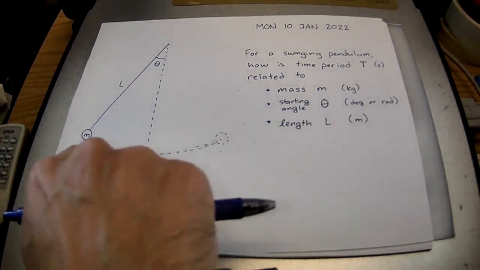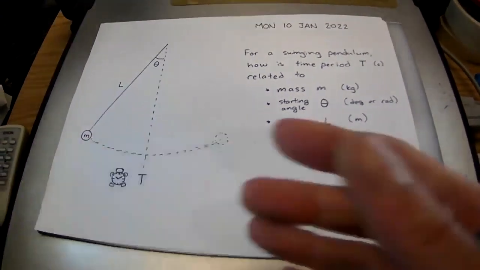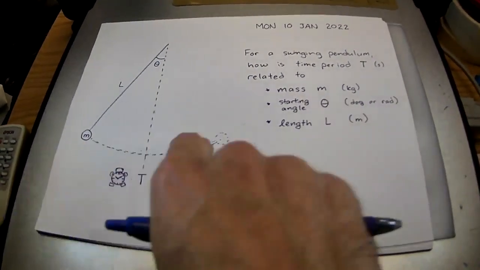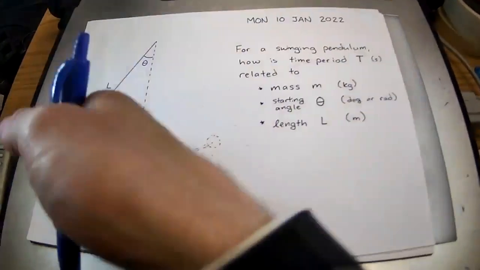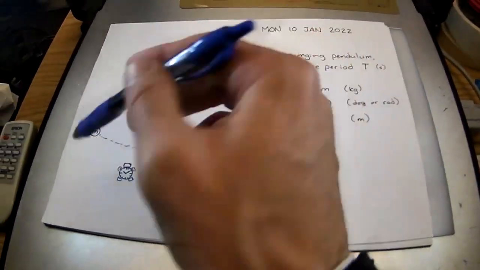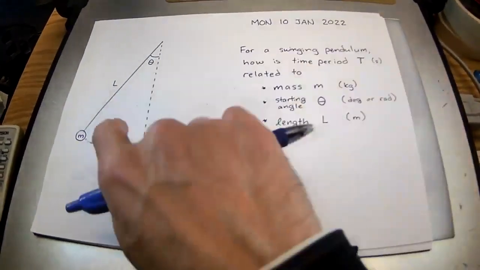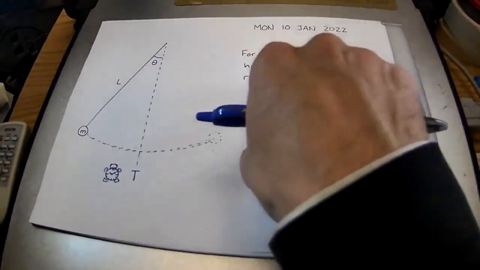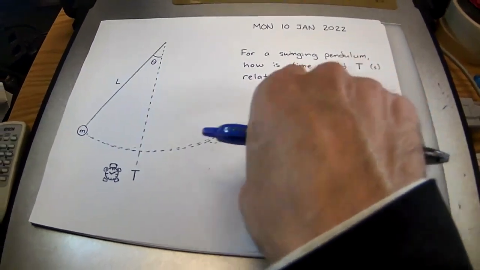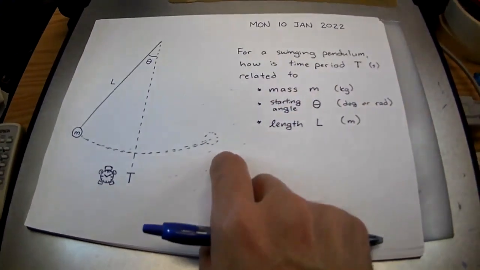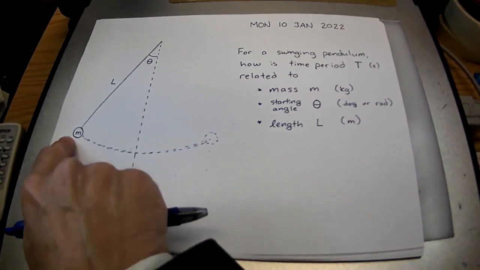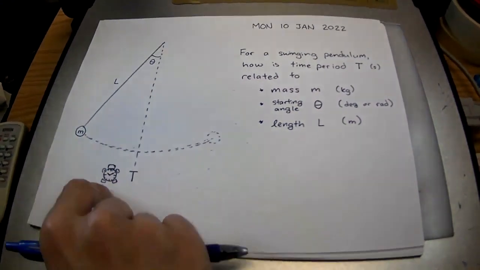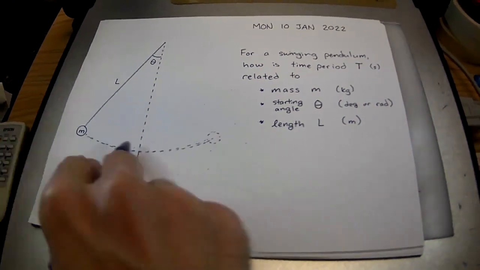He was trying to figure out, well, what governs the motion of the pendulum? Say this time period, for example, how is that related to some of these other variables that I've listed up here? Maybe for example, the mass. Let's go through these one at a time and do some quick hypothesizing. So for example, if you increase the mass, say from 100 to 200 grams, if you double this mass, how is that going to affect the time period of this pendulum swinging back and forth?